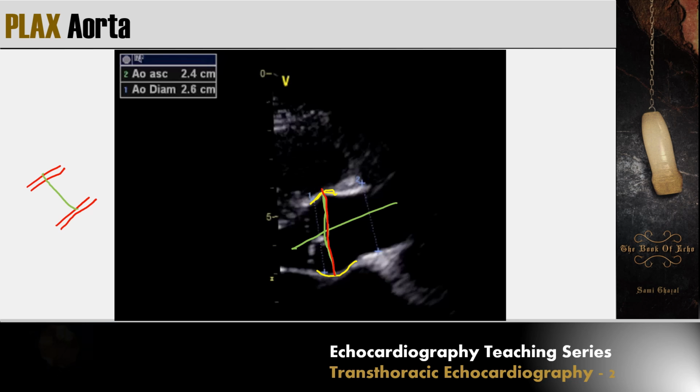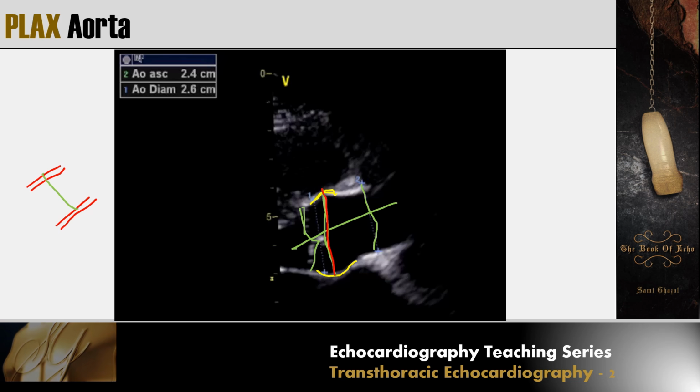Again, anything beyond the valve, so this is the aortic valve. Any measurement distal to the aortic valve, whether at the level of sinuses or ascending aorta, has to be leading edge to leading edge, or outer to inner. From outside of the wall to the inside of the wall.